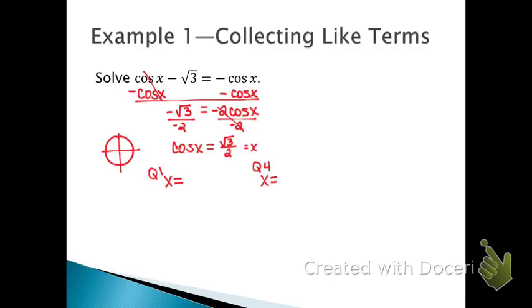So what are my angles? Give it to me in radians. What is my angle in quadrant 1 that the x value is the square root of 3 over 2? Pi over 6. And what about quadrant 4? 11 pi over 6.